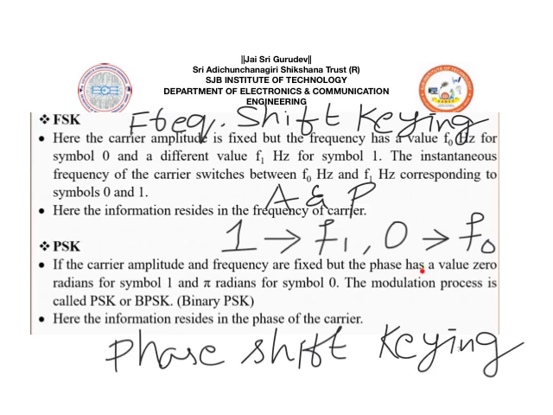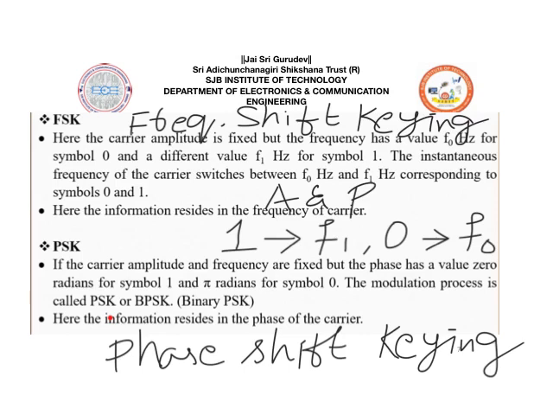Two different phases will be considered here. One is 0 radians or 0 degree phase shift, and the other is 180 degree or pi radians phase shift. 0 degree phase shift will be for symbol 1 and pi radians shift will be for symbol 0. This type of modulation we call PSK, or specifically BPSK, binary PSK, because here we are considering only two binary values, either 0 or 1.